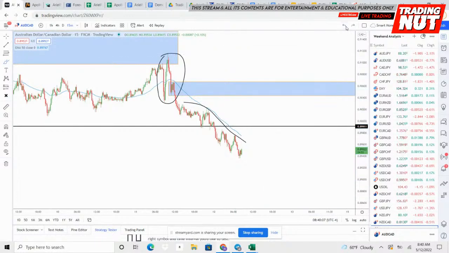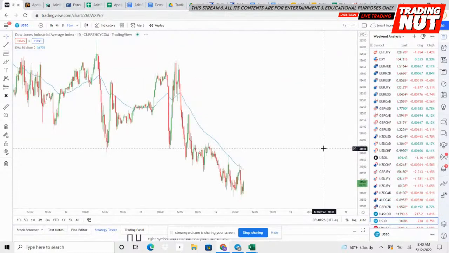Across the board, what's our bias? Aussie shorts, New Zealand dollar shorts, dollar longs for now. But overall dollar weakness, I think we can see for the remainder of the year. And then the yen pairs, looking to continue to short off as well.